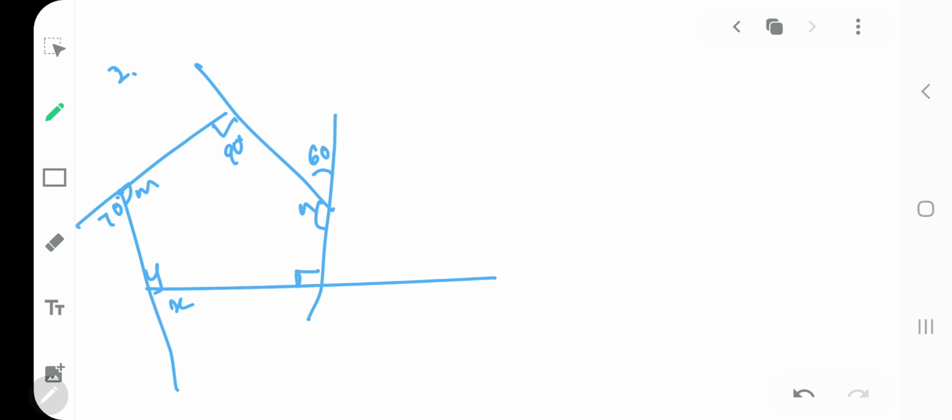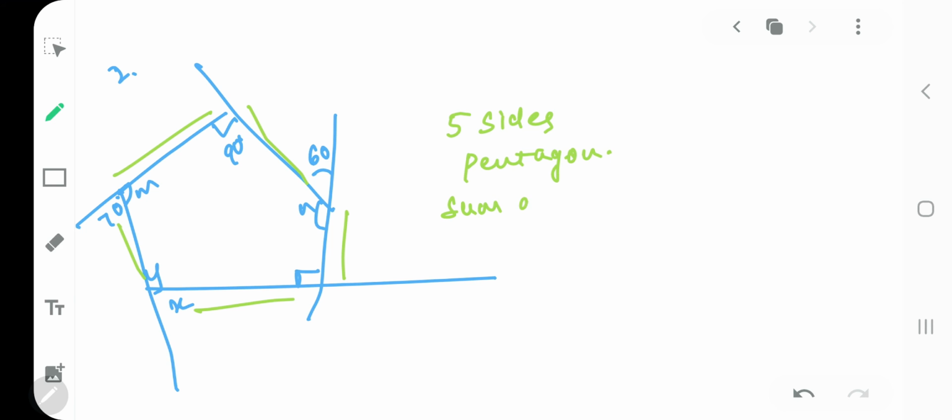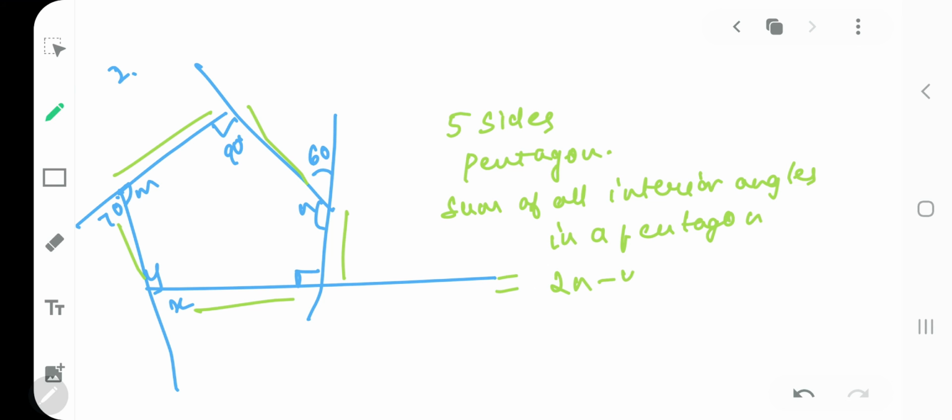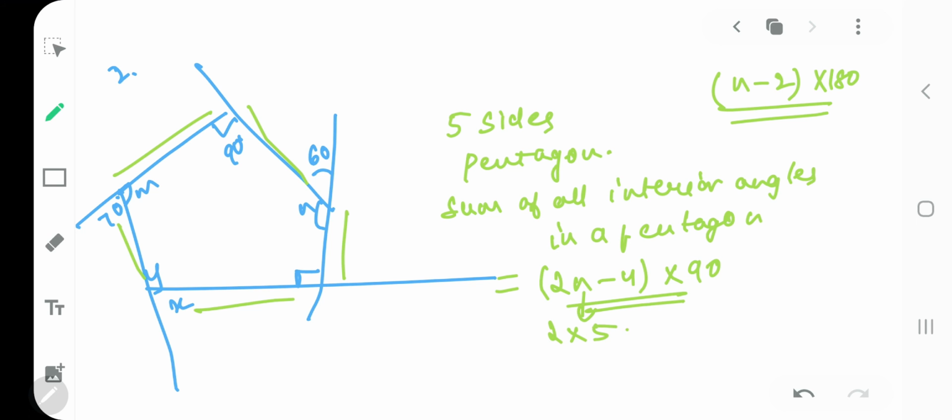Now, here if you notice this, have we done the sum of interior angles? If you know, this is a pentagon. How is it a pentagon? Because it consists of 1, 2, 3, 4, 5, it consists of 5 sides. So it is called a pentagon. The sum of all interior angles in a pentagon, we have a formula for that: 2n minus 4 into 90, or you can use n minus 2 into 180. Either one formula you have to use. Put in the value of n as 5 and you will get the sum of all angles to be 540 degrees.